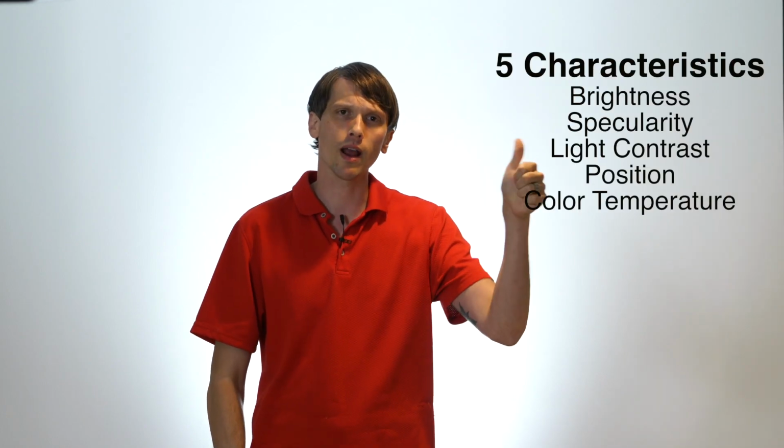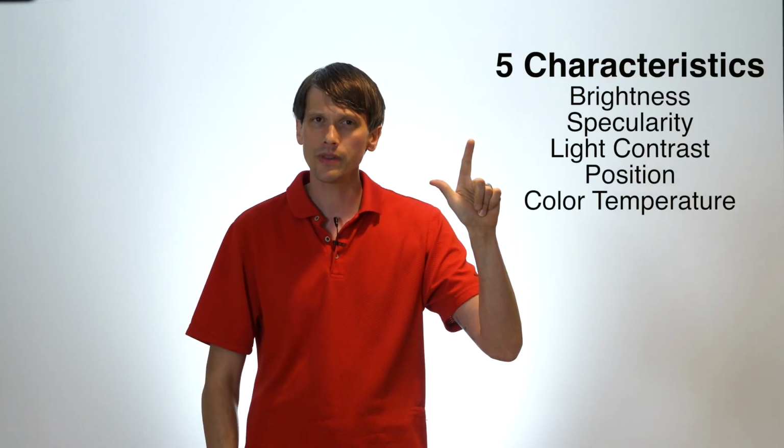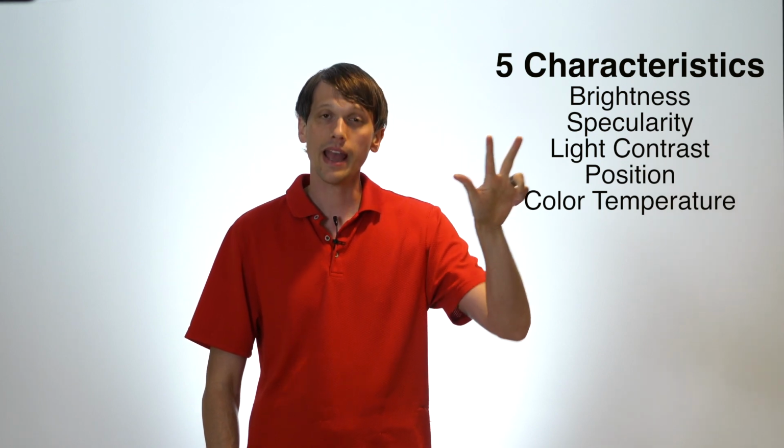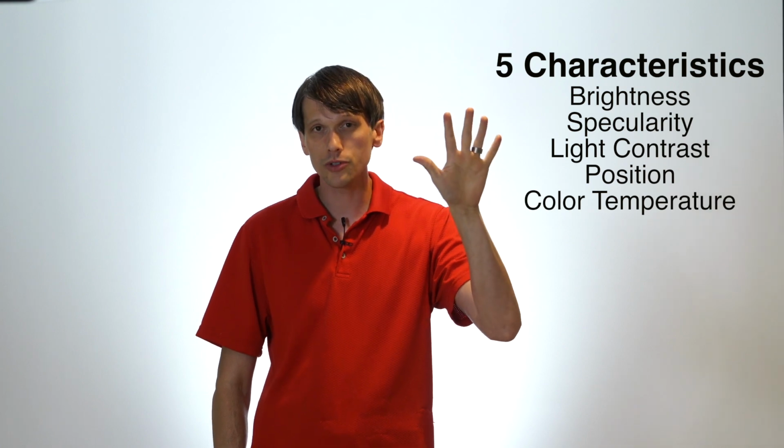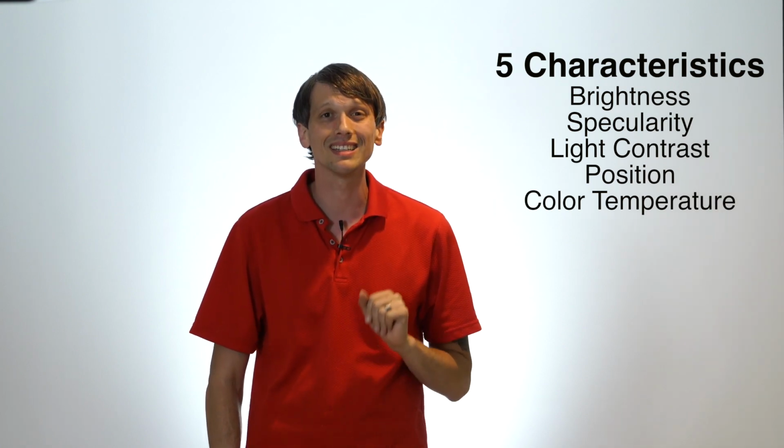And just so that you're not rooting around and trying to find them, let me just give them to you up front. The 5 characteristics of light for photography and video purposes are, in no particular order, its brightness, its specularity, its light contrast, its position, and its color temperature. Those are the 5 characteristics of light. And over the course of 5 videos, we're going to examine each one of them. And today's video is going to be about brightness. So let's jump right into that.